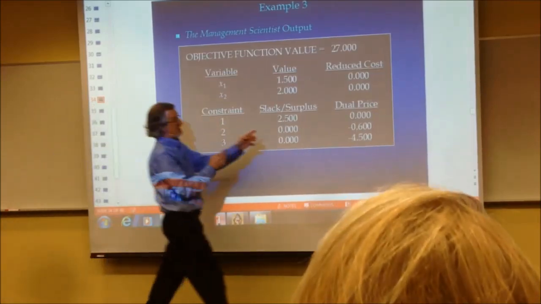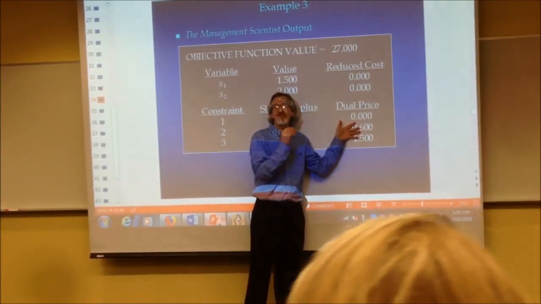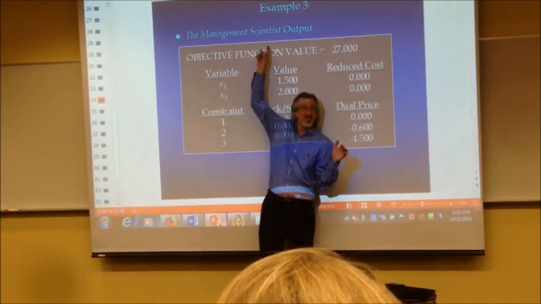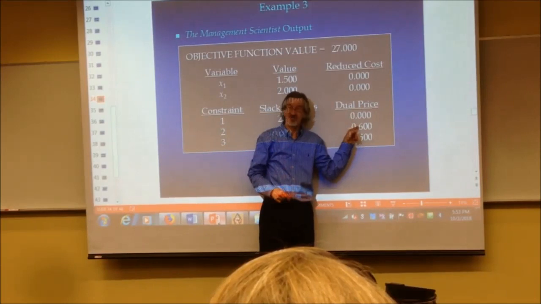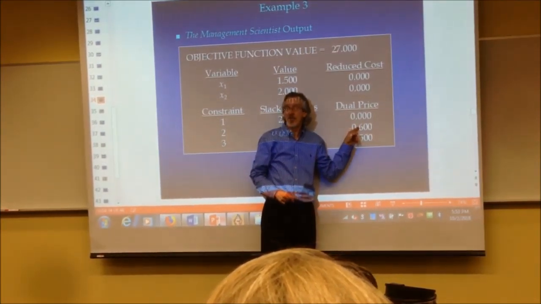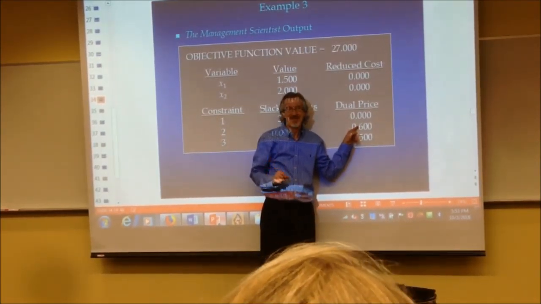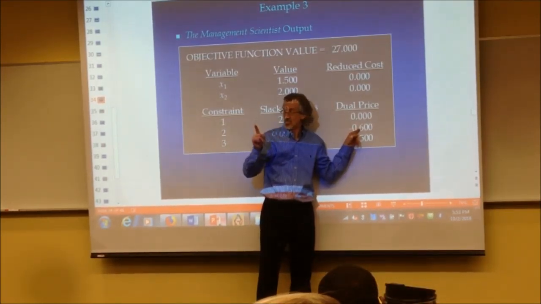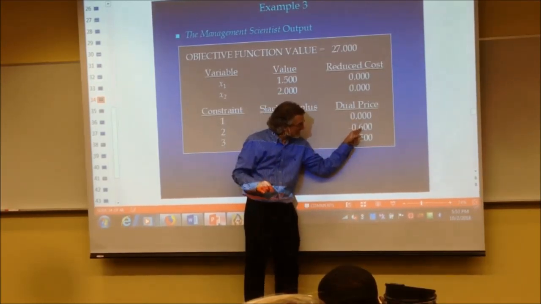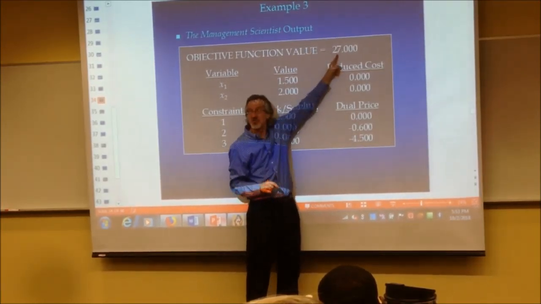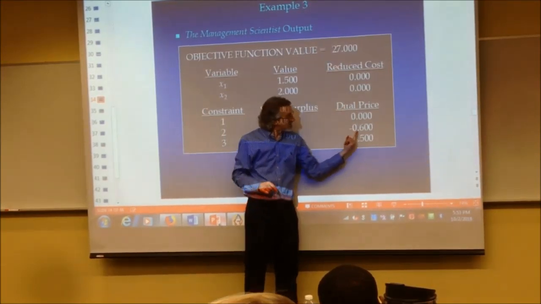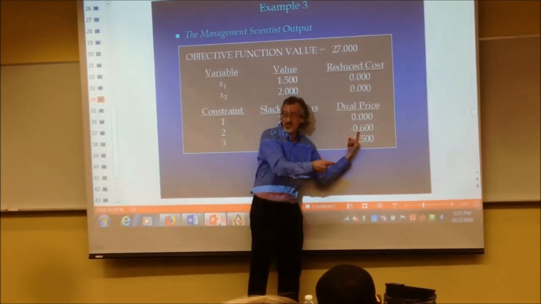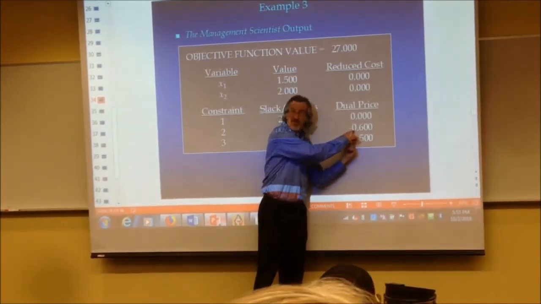The dual price is telling you the effect the right-hand side of a constraint will have on the objective function value if it changes 1 unit up. Let me say that again. If the right-hand side of a constraint increases 1 unit, this is the effect it will have on your objective function value. So let's look at constraint 2. If it increases by 1 unit, as long as it's within its upper range, that's still valid.